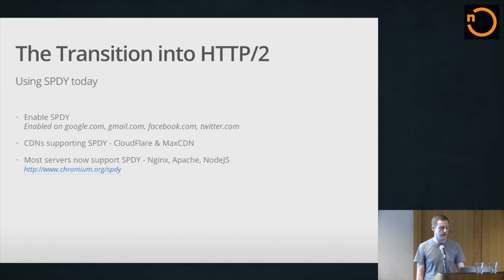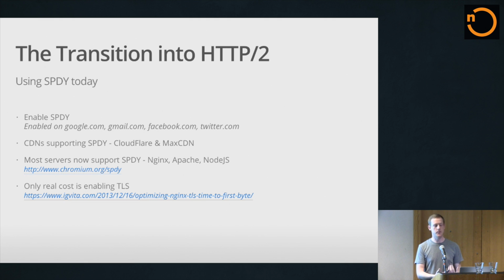And if you use servers like Nginx or Apache, there are lots of up-to-date server implementations as well. And as I said, the only real cost is moving to enabling TLS. Again, Ilya Grigorik has a really good article on how to optimize TLS in Nginx. And if you focus on that kind of level of optimization or use a CDN like Cloudflare or MaxCDN, you can make sure to have really fast front-end performance.